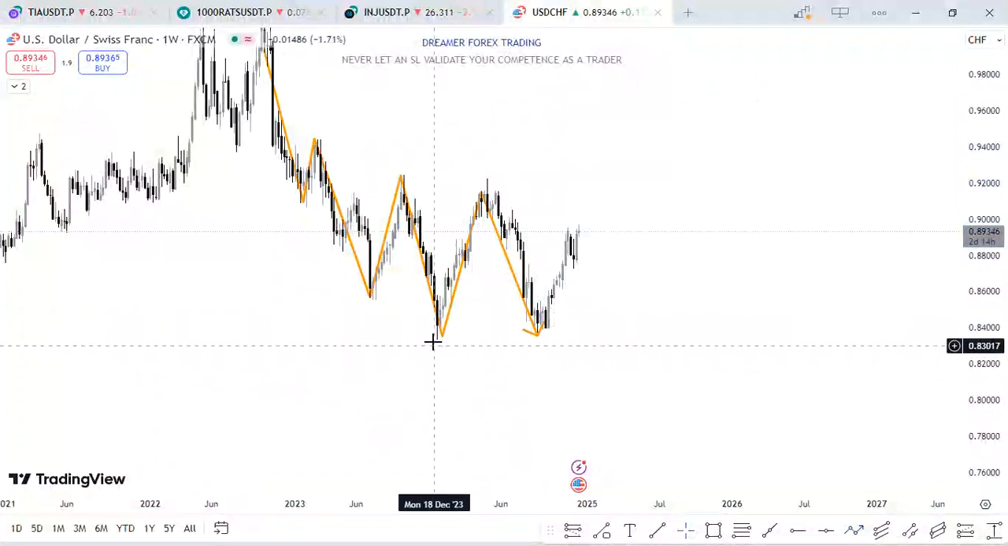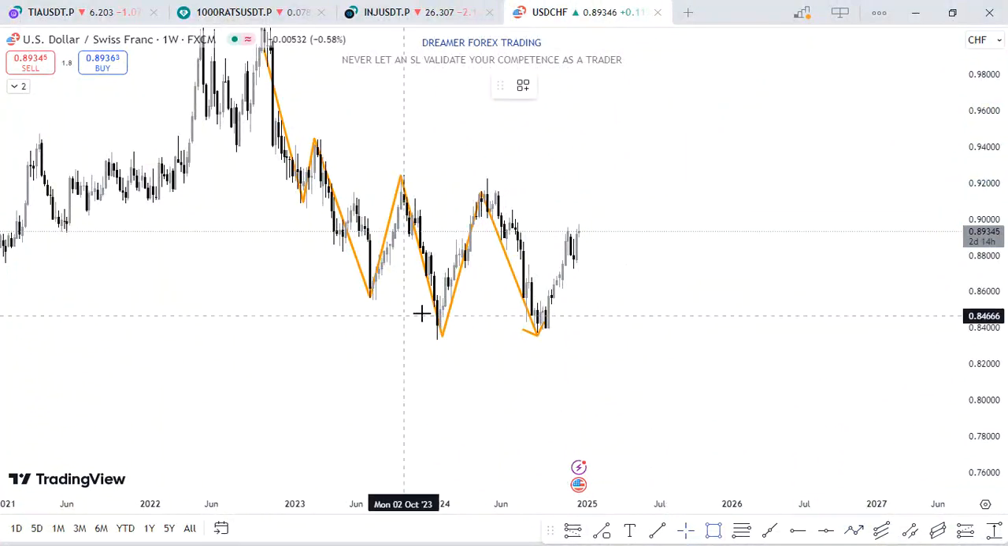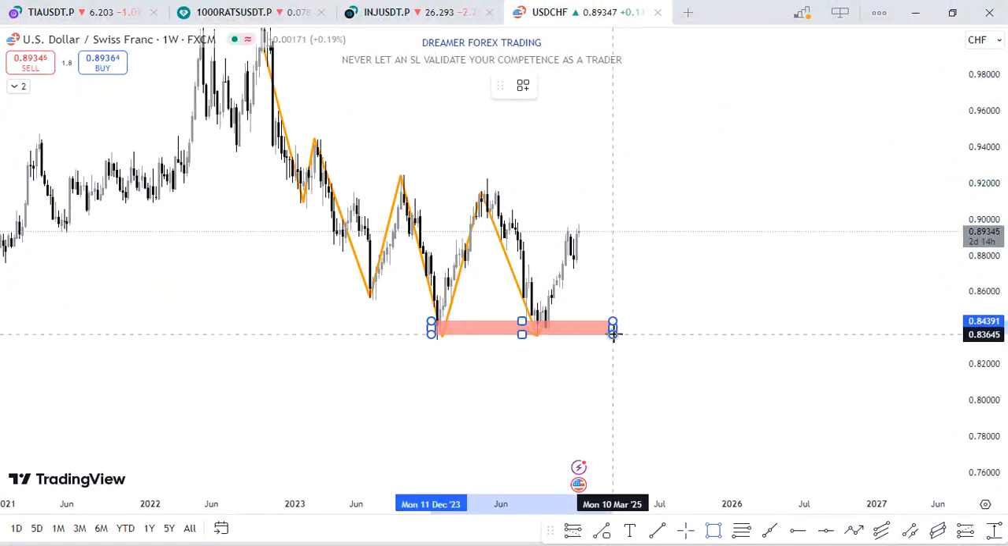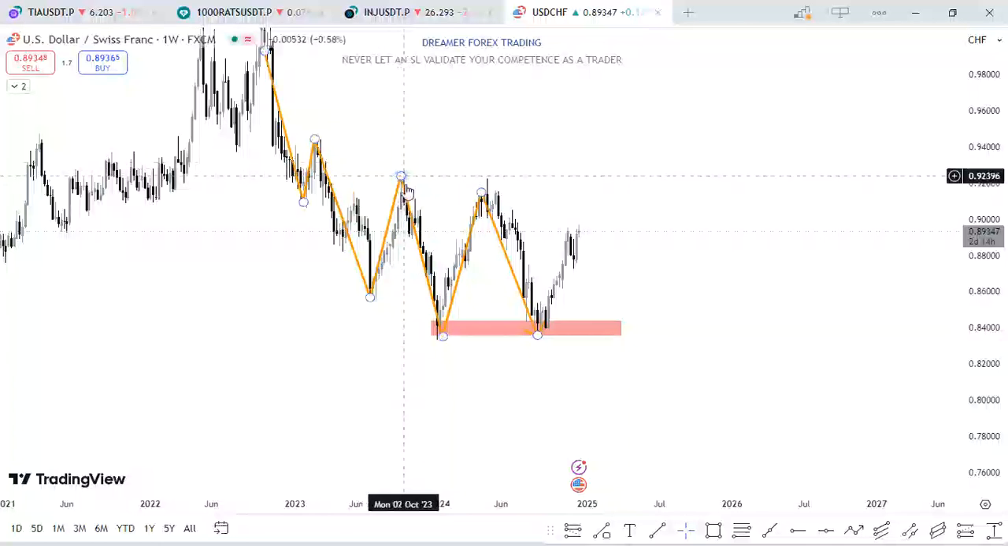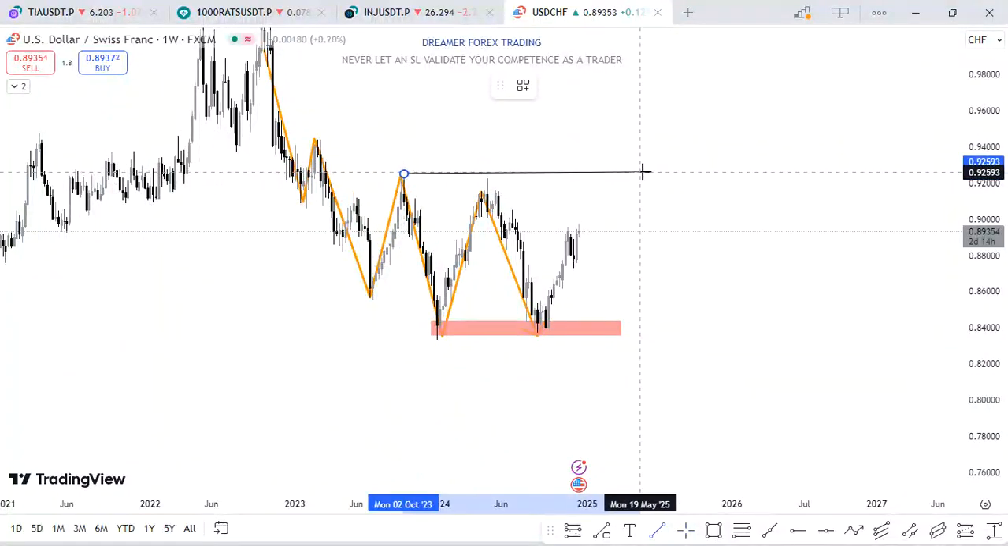Actually, I won't consider this as a lower low because price failed to break this particular low down here, so I won't consider this as a lower low. But then this high was not broken, so that's why it's not equal highs. This high is not yet broken.